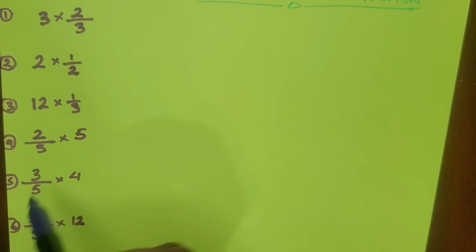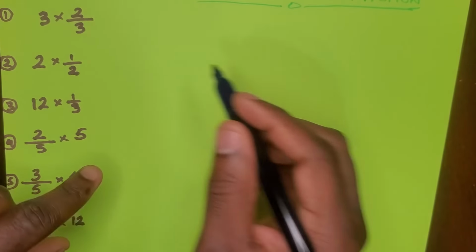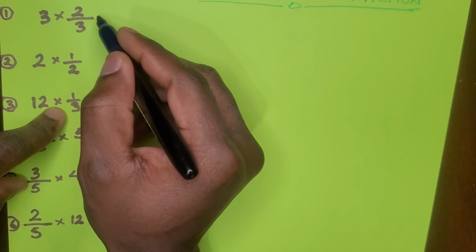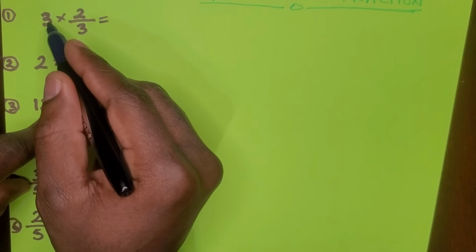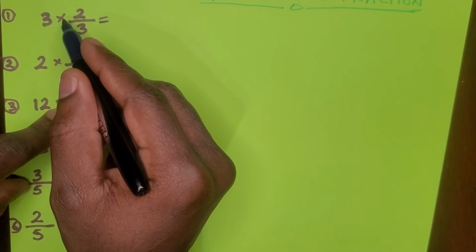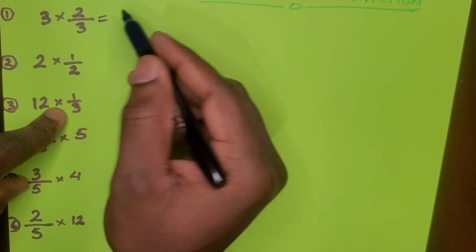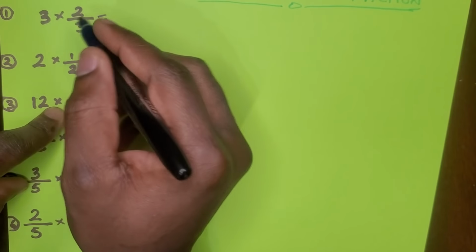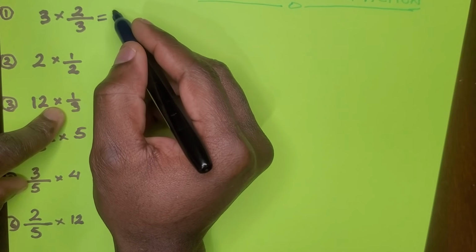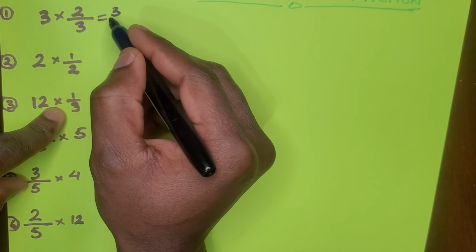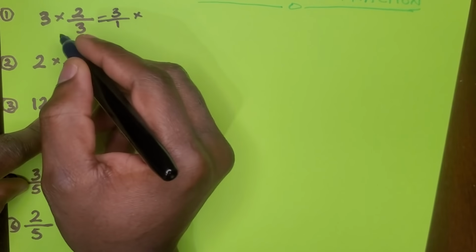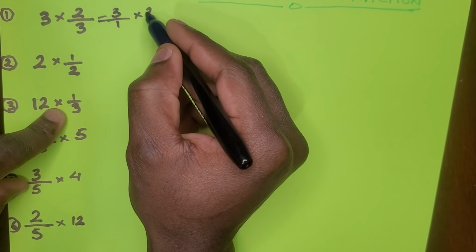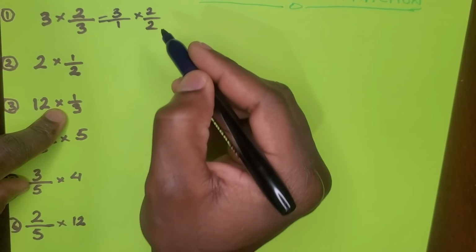So in this case, how do we solve this problem? We rewrite our problem like this. By the way, 3 is a whole number, and every whole number is expressed over 1. So we rewrite it like this: 3 over 1 times 2/3.